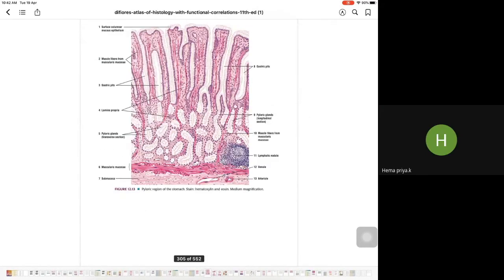Figure 12.13, pyloric region of the stomach, stain hematoxylin and eosin, medium magnification. The top one shows: 1 surface columnar mucous epithelium, 2 muscle fibers from muscularis mucosa, 3 gastric pit, 4 lamina propria, 5 pyloric glands, transverse section, 6 muscularis mucosa, 7 submucosa, 8 gastric pits, 9 pyloric glands, longitudinal section, muscle fibers from muscularis mucosa, lymphatic nodules, venules and arterioles.